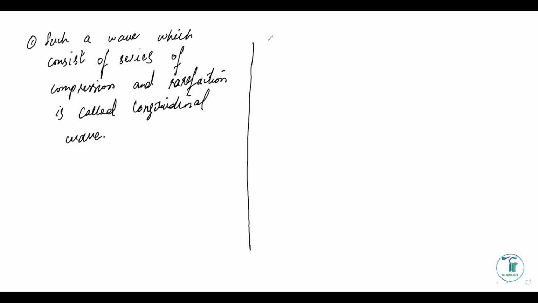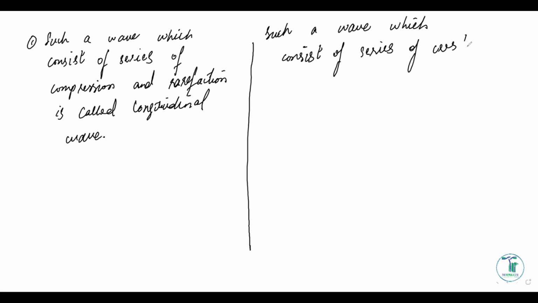And in another scenario, you can also define the transverse wave. And how are you going to define that? That it is such a wave which consists of a series of crests and troughs. Right? Yes. Such a wave which consists of a series of crests and troughs is called, what do you call it? Is called a transverse wave.